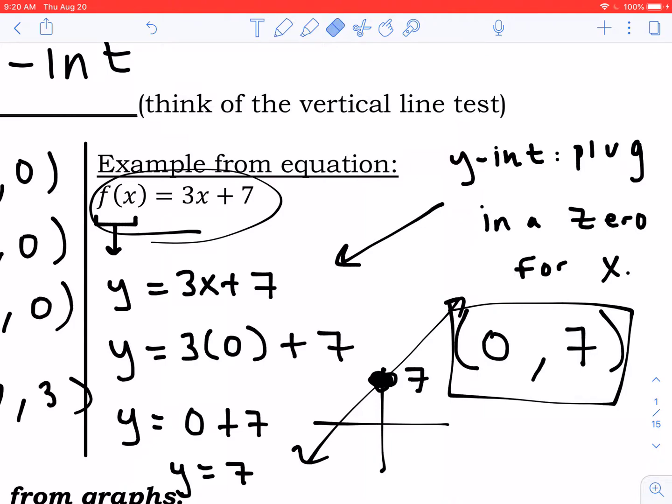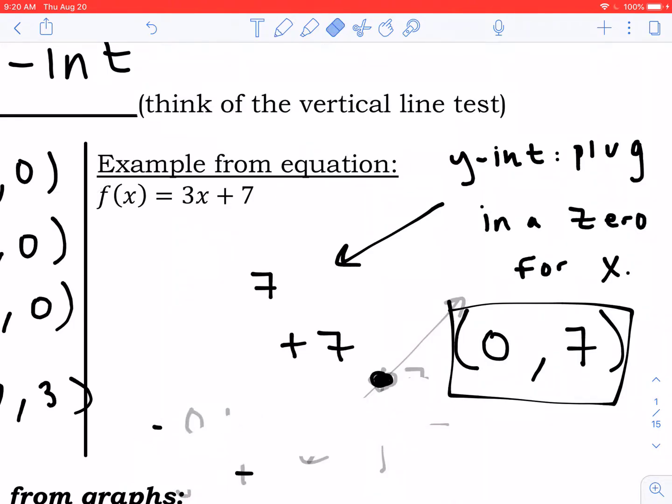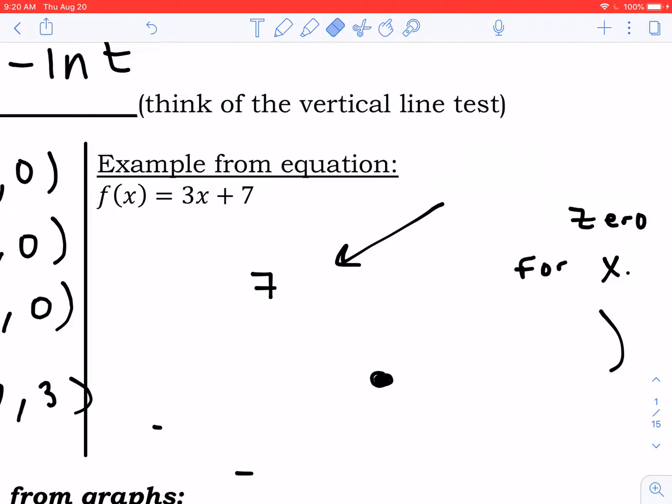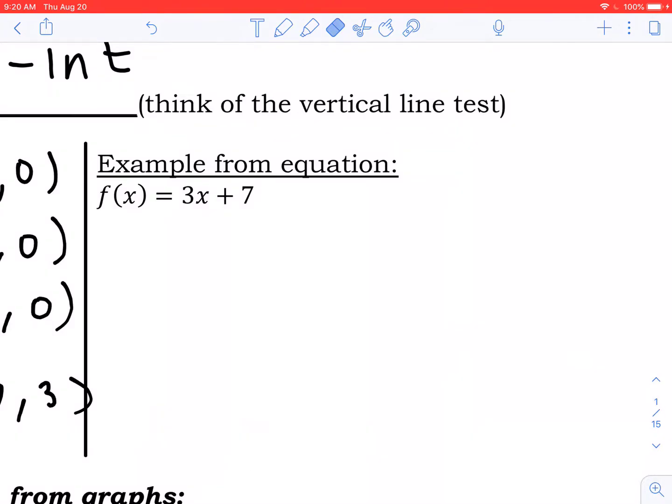How do you find x-intercepts? So let's go back. Sorry, I'm going to have to find a better way to delete a bunch of stuff, but that's where we got. Okay, so how do you find x-intercepts?